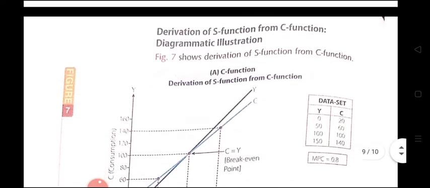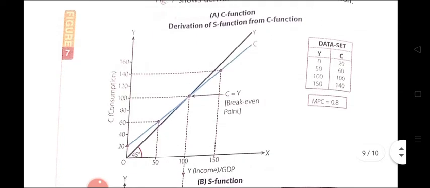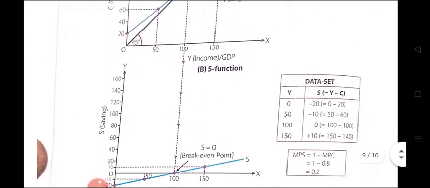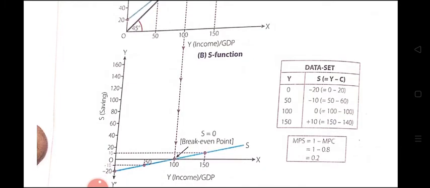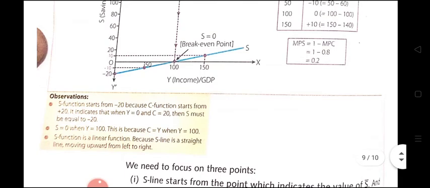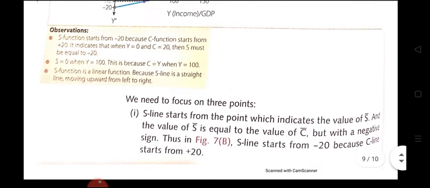Now how to derive, this is the most important concept, how the saving function is derived from the consumption function. See, this is the consumption function, and below this is the saving function. The saving function starts with a negative point. The consumption function started with 20 and saving started with minus 20. At the break-even level of income, where saving equals 0, this is a point where consumption is equal to income. So this is how the saving function is derived from the consumption function. Once you go through this from the book and practice the diagram, it will be easier for you to understand.